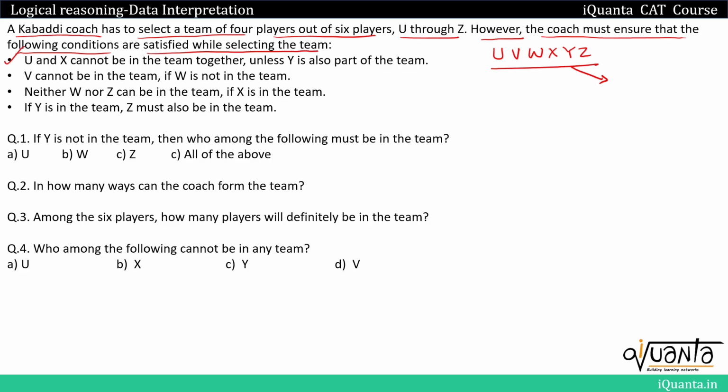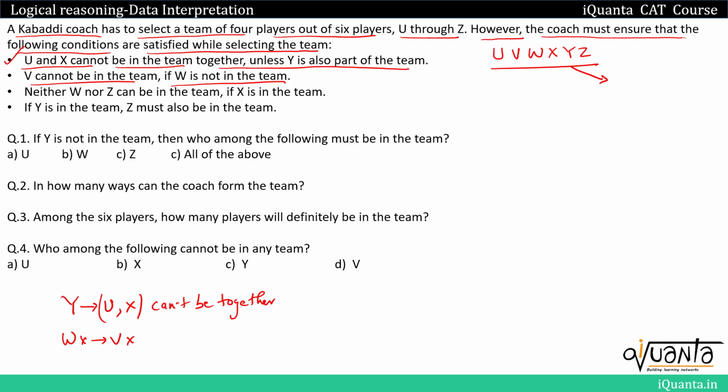So the first condition is U and X cannot be in the team together unless Y is also a part of the team. So until and unless Y is there, U and X can't be together. I hope this is clear. Let's read the second clue. V cannot be in the team if W is not in the team. If W is not there, it implies that V also will not be in the team.